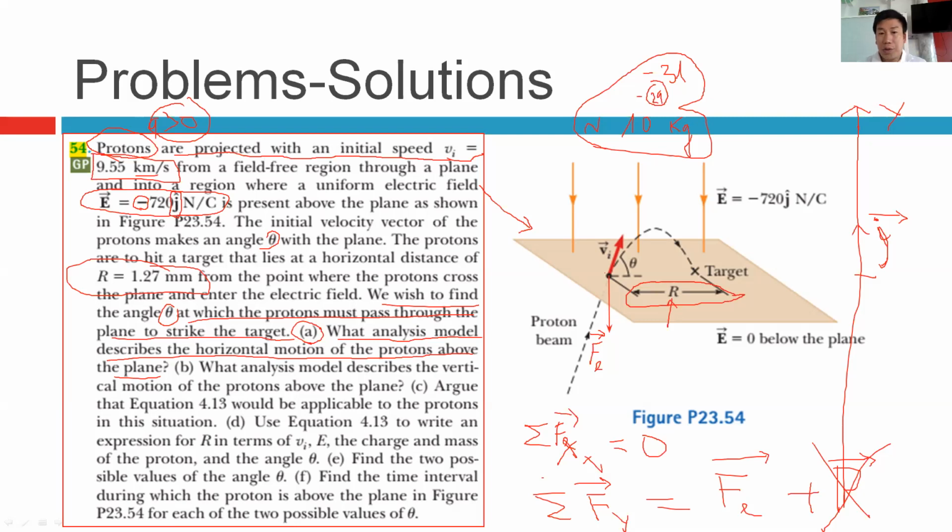Along the x direction, there's no force, so the proton needs to have motion of constant velocity. It will move with a constant velocity. It's easy for you to have the velocity of the proton here. You have Vy and Vx. In the horizontal motion, it moves with a constant velocity, no force and constant velocity. Yeah, that's the solution of question A.